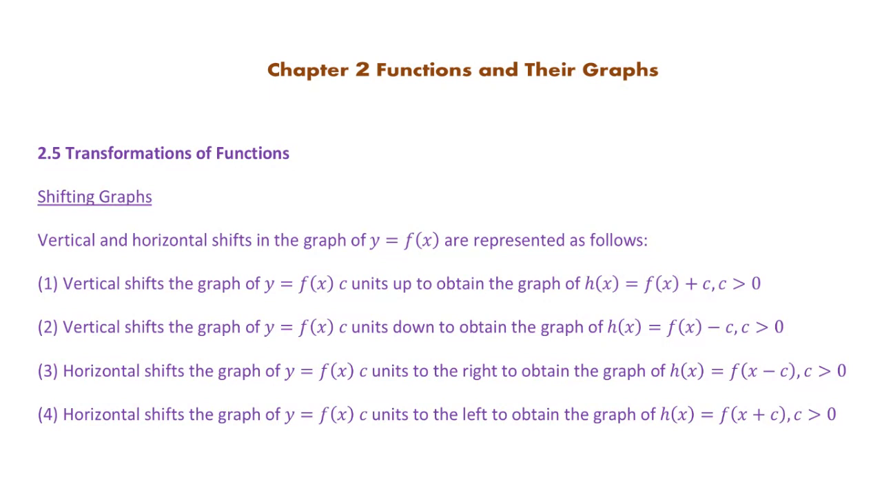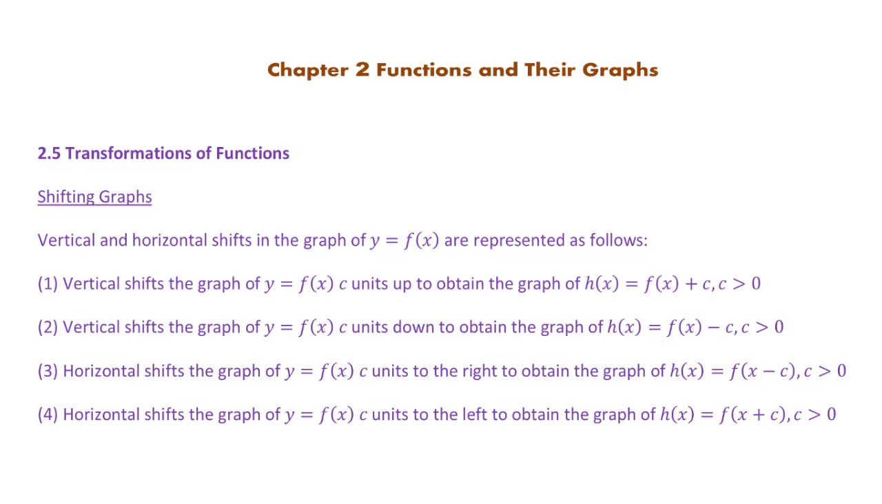So what it says in here, vertical and horizontal shifts in the graph of y equal to f(x) are represented as follows. Okay, there are 4 different operations: you can shift up, or you can shift down, you can shift to the right, or you can shift to the left. So you start with the graph of y equal to f(x), and you shift it to get another function. So what's the expression of the other function after shifting from y equal to f(x)?